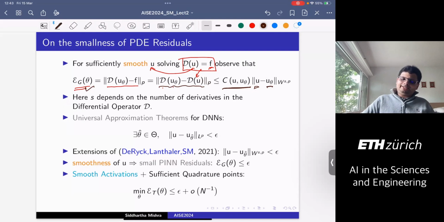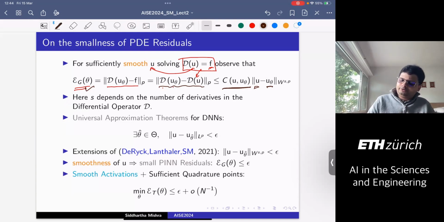So all that we need to guarantee that the PDE residual is going to be small is to guarantee that there are neural networks which are going to approximate the PDE solution, which is a smooth function, with a sufficient number of derivatives, right? That's all that you do.